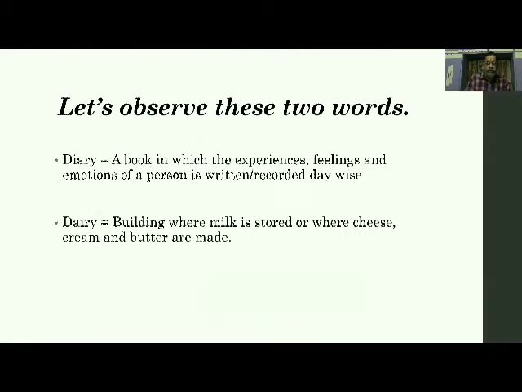Let's observe these two words, diary and dairy. What is a diary? Diary is a book in which the experiences, feelings, and emotions of a person are written or recorded day-wise. What about dairy? Dairy is a building where milk is stored or where cheese, cream, and butter are made.